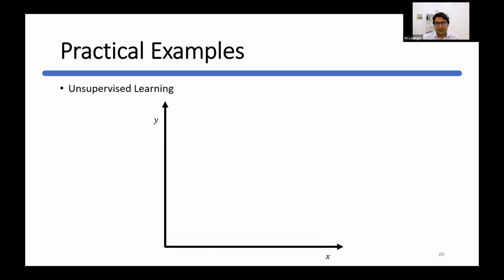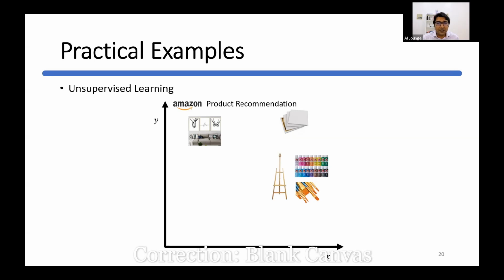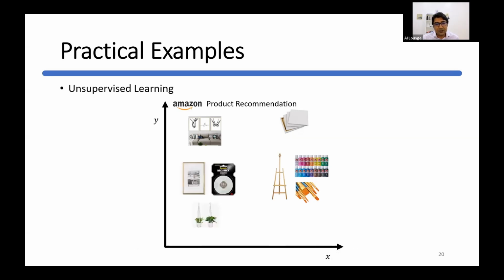With unsupervised learning, you may encounter it with product recommendation systems that are employed by Amazon.com. So let's say you go to Amazon and you search for a canvas. Now, in that case, you may get two types of canvases. One might be a blank canvas. The other one could be a painted canvas. Now, people who are searching for a blank canvas may also be interested in art supplies, whereas people who get a painted canvas may be interested in getting frames for those canvases.